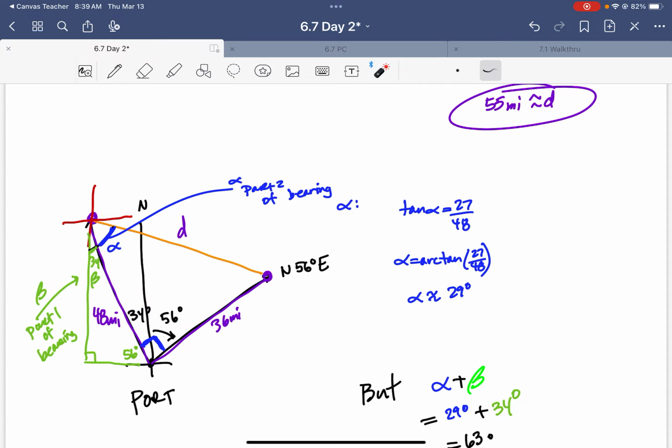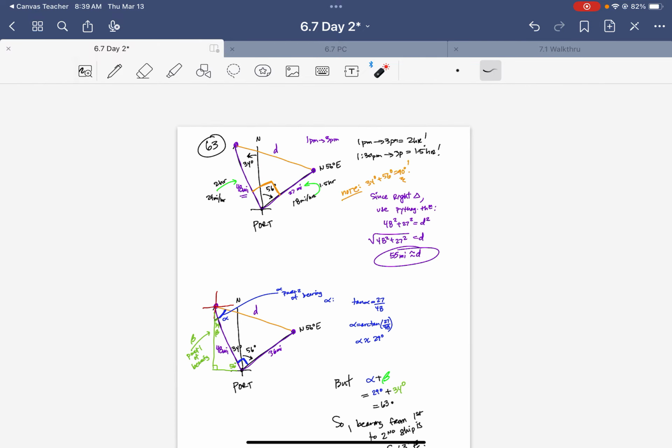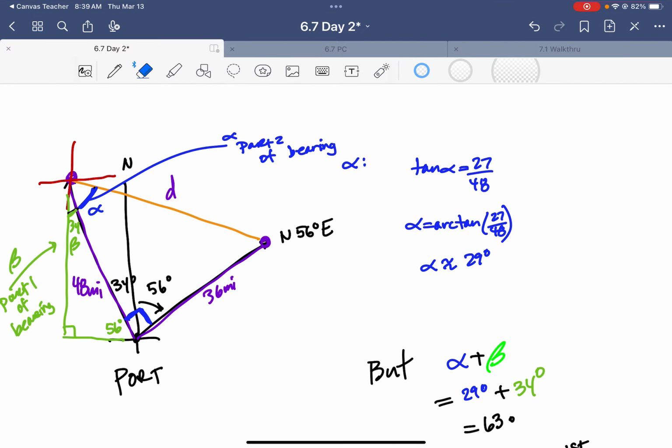So it's going to be opposite over adjacent. This is going to be 27, excuse me. So it's going to be opposite over adjacent is going to be 27 over 48. So 27 divided by 48 is going to give me the arctan of 27 over 48, which is going to give me approximately 29 degrees.